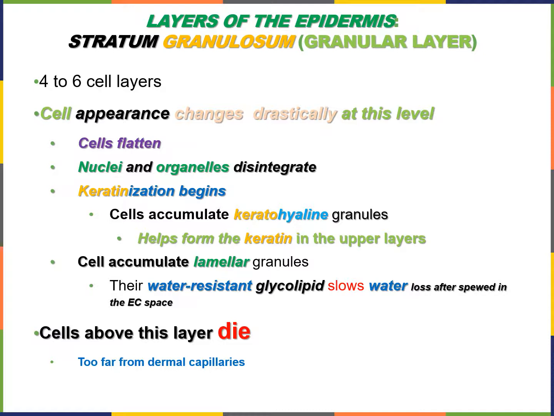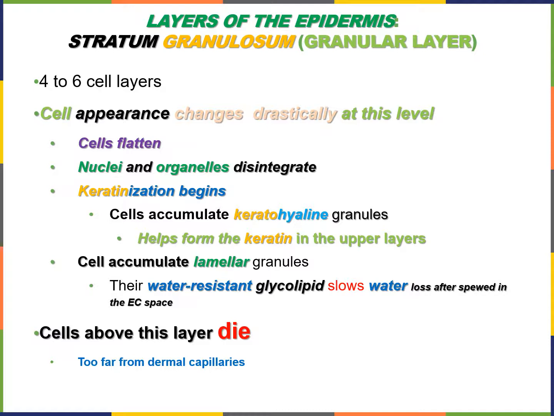In other words, the cells are going to start to become just bags of keratin as it goes further up. The cells accumulate keratohyalin granules. This helps to form the keratin in the upper layers. We'll also see the cells here accumulating what are called lamellar granules, and these are water-resistant glycolipid proteins that will slow water loss there.